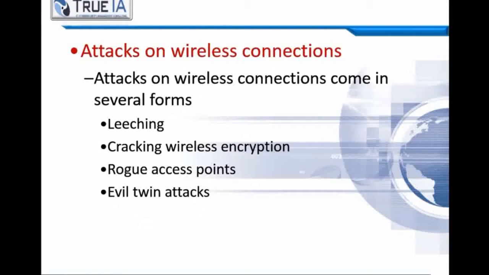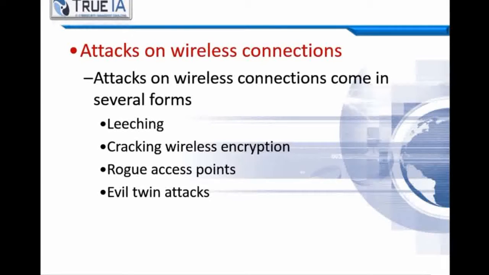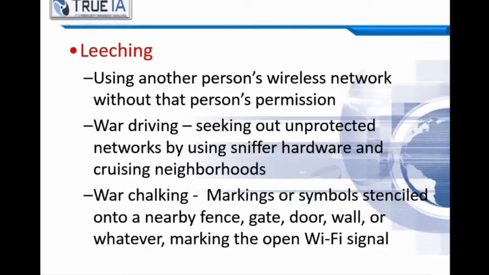As network administrators in modern networks, you're going to have to deal with wireless connections. There are some targeted attacks specific to wireless connections. They come in several different forms, whether it's leeching, wireless encryption cracking, rogue access points, or evil twins. Leeching, well, it is as it sounds. It's using another person's wireless network without that person's permission. This is usually accomplished by an activity called war driving and war chalking.